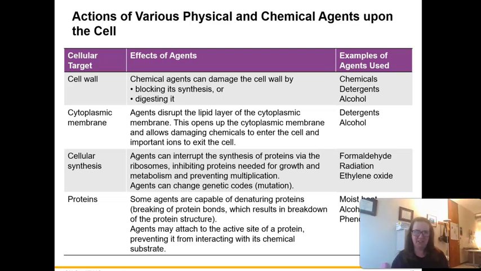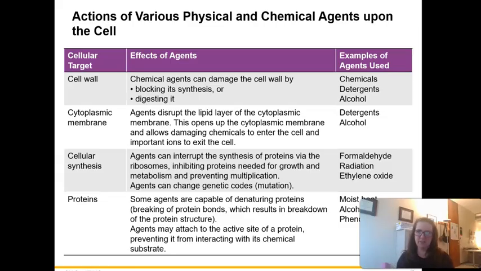Okay, so it mentions you can block the synthesis of the cell wall, or maybe your chemical agent actually just digests it, which is kind of neat. So we have our chemicals, detergents, and alcohols over there. Okay, the cytoplasmic membrane. So thinking about membranes, we know that viruses don't have membranes like we do in our cellular or our living cells. So we can target agents to that lipid layer of the cytoplasmic or plasma membrane. And when we do that, we're essentially opening up the cell and disrupting its homeostasis. So detergents and alcohol could do that.